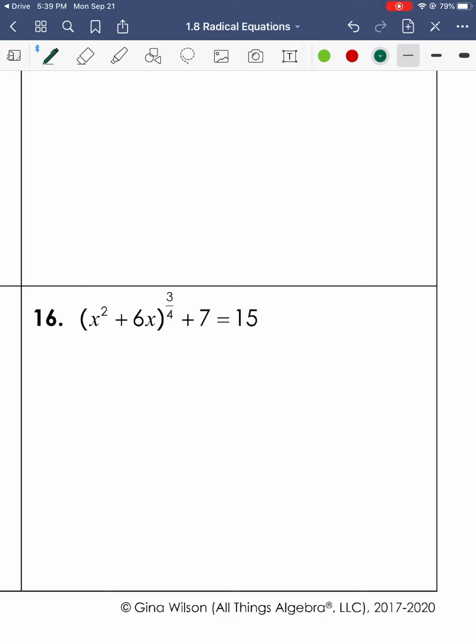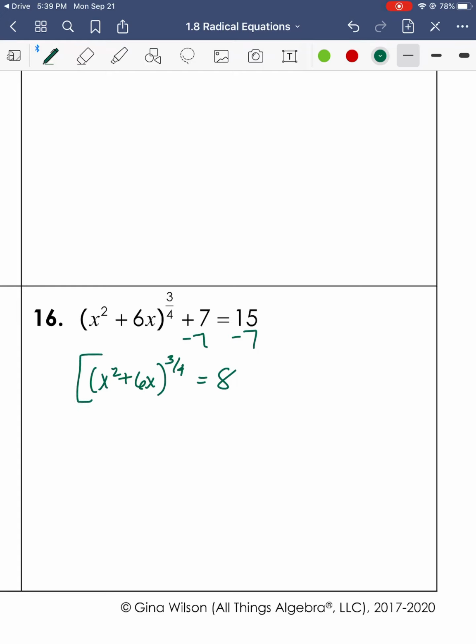It looks like this is a juicy one. Okay. So first step is to isolate the power. So we're going to subtract 7 from both sides. Then we have x squared plus 6x raised to the 3/4 is equal to 8. Wow. I need to go home, I think.